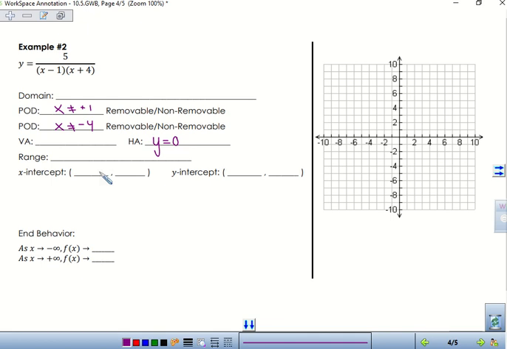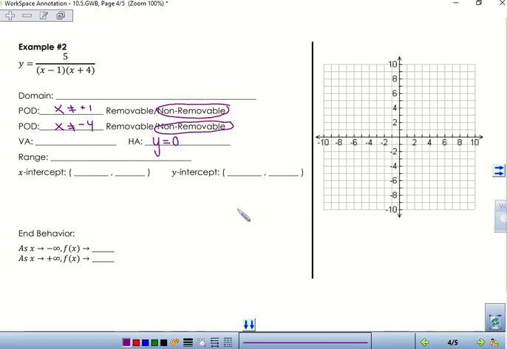Yes? If you do remove them, does it have to go under the PLT? Yep. But you would select removable instead of non-removable. Yeah, points of discontinuity, essentially, to make it more simplified, they're any point that's going to make the denominator 0. Okay, if that clears, it encompasses all types of things that will make the original denominator 0.